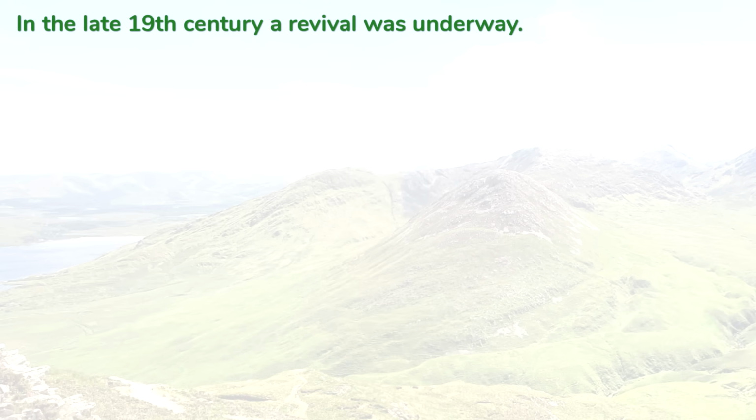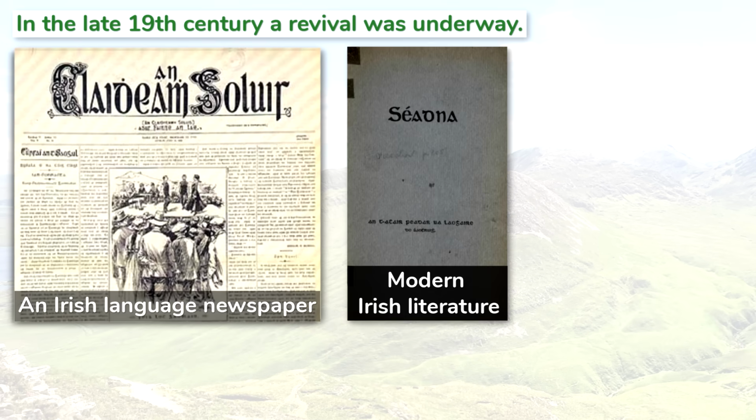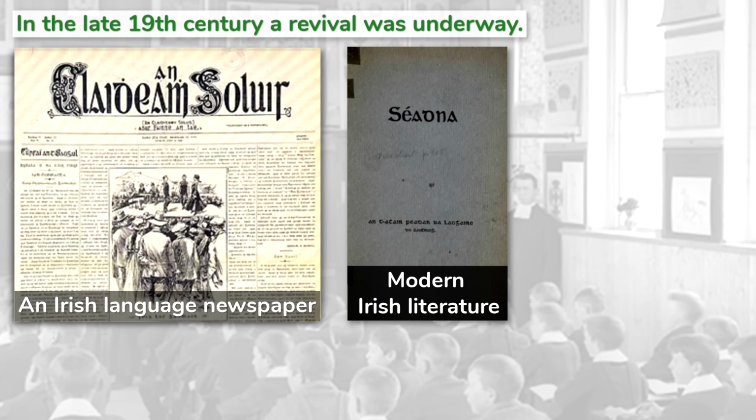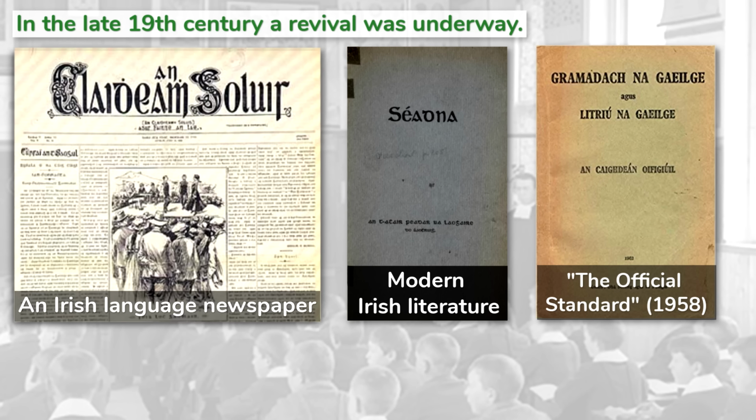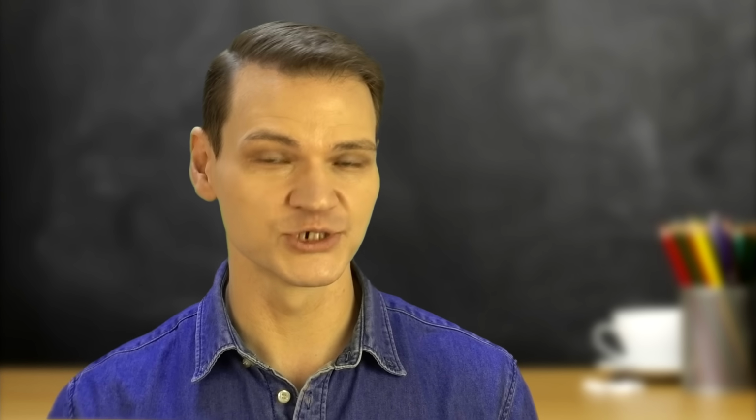In the late 19th century, a revival was underway, with an Irish-language newspaper, literature, and successful efforts to make the Irish language part of the school curriculum. Part of this process was the development of a standard language to unite the various dialects, which was completed in 1958. Now, Irish is a living language with an existing community of native speakers. It's the first official language of the Republic of Ireland, and it's widely studied as a heritage language in schools.